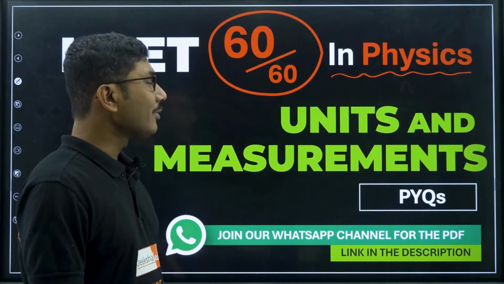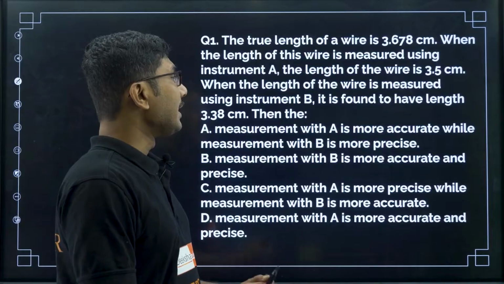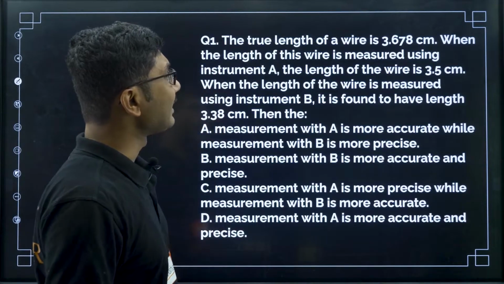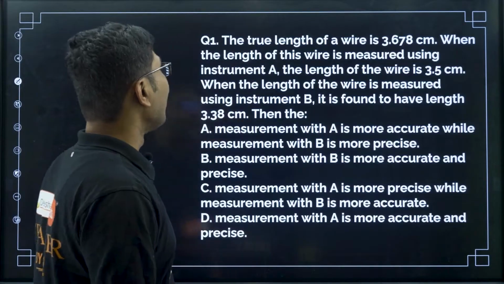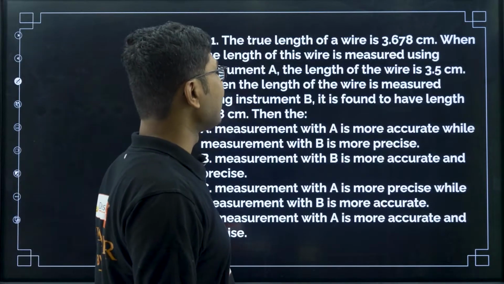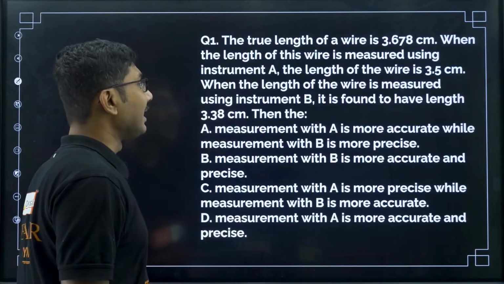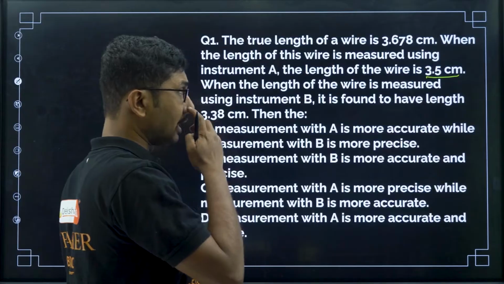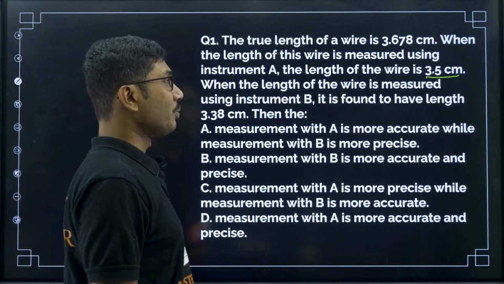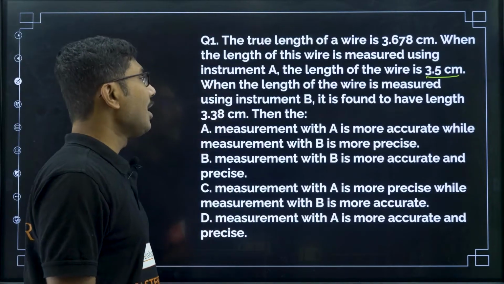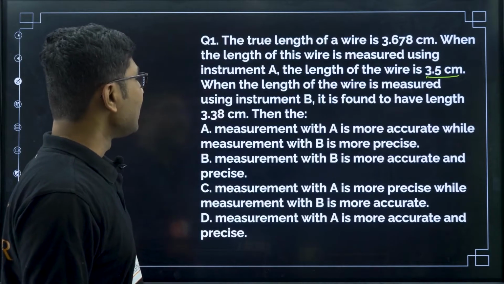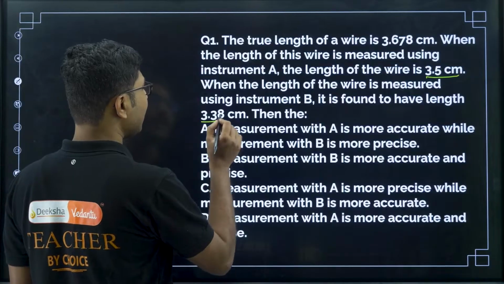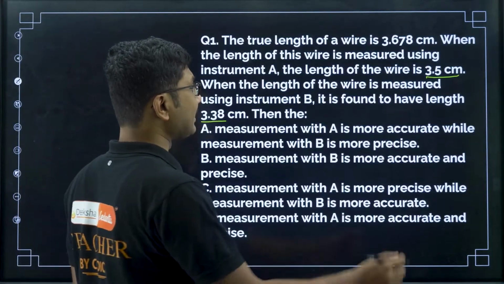Now let's start with today's topic. First question: the true length of a wire is 3.678 centimeter. When the length of this wire is measured using instrument A, the length of the wire is 3.5 centimeter. When the length of the wire is measured using instrument B, it is found to have a length of 3.38 centimeter.